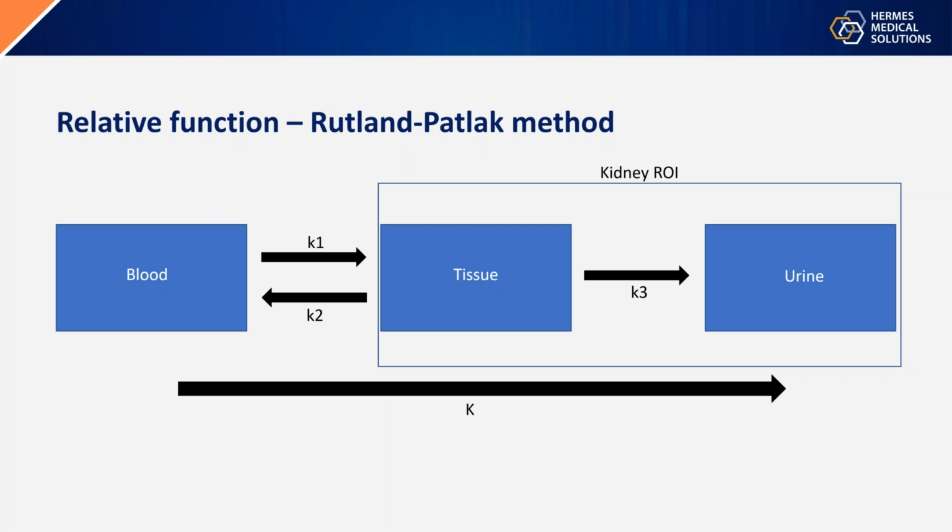The Patlak method, what we want in the end, is this speed K, big K. This describes the speed with which activity wanders throughout the entire system, i.e. how fast activity travels from the blood to the urine. And if you're interested, here is how it's related to these minor constants, but that is purely for those who are interested. So we want to determine the K, the big K.